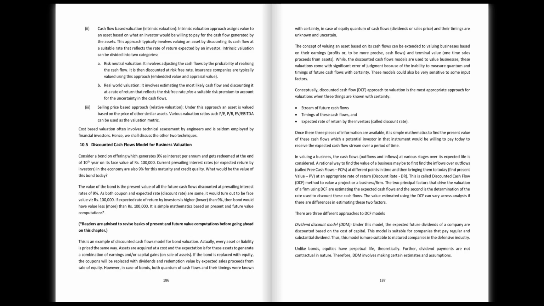In valuing a business, the cash flows, outflows, and inflows at various stages over its expected life are considered. A rational way to find the value of a business may be to first find the inflows over outflows, called free cash flows (FCFs), at different points in time, and then, bringing them to today, find the present value (PV) at an appropriate rate of return, the discount rate (DR). This is called the discounted cash flow (DCF) method to value a project or a business/firm.